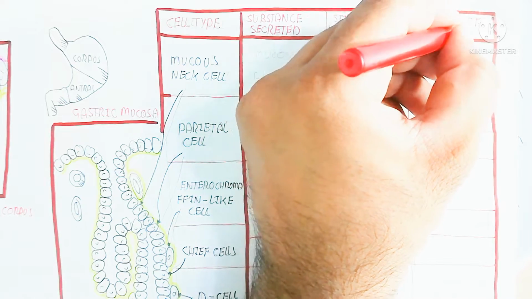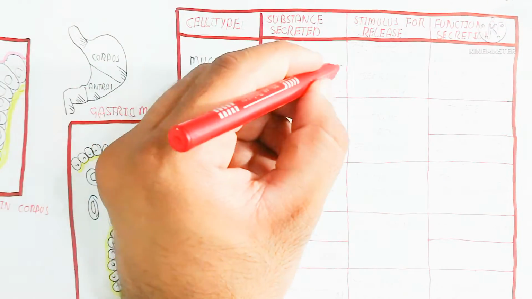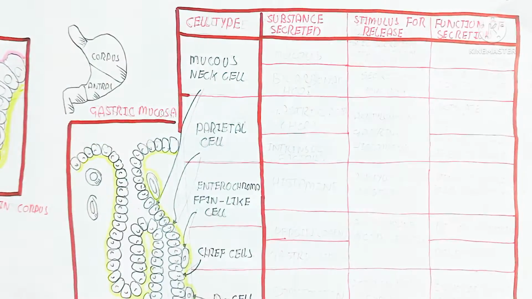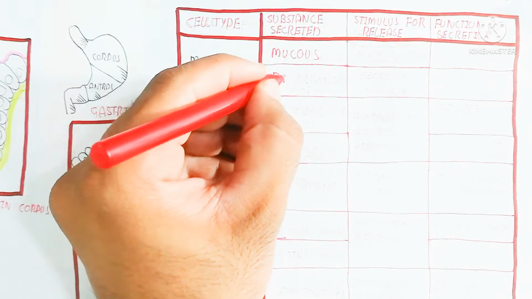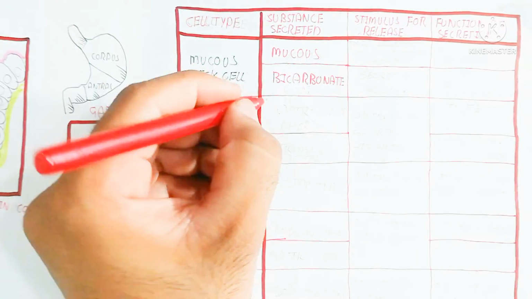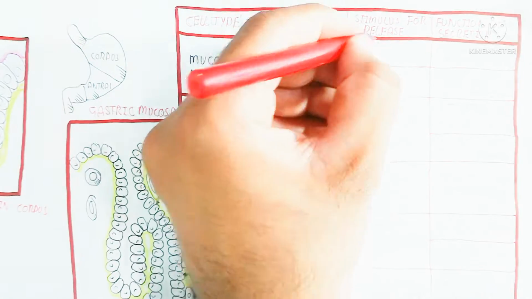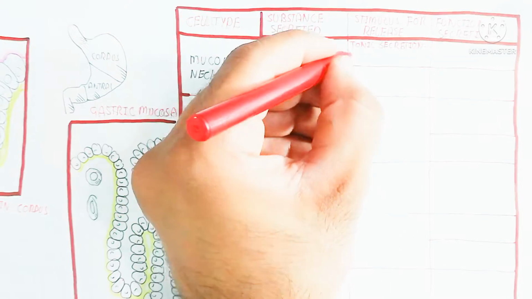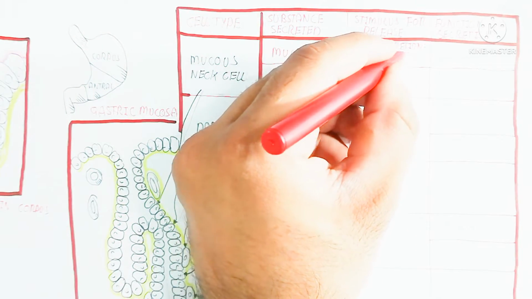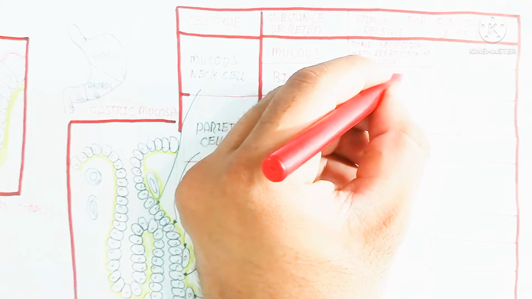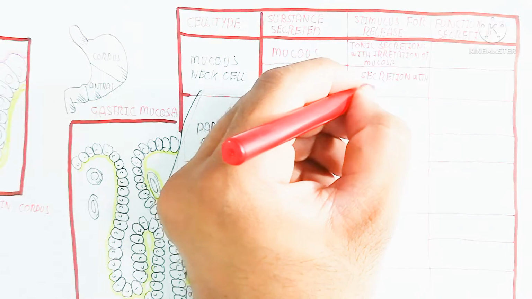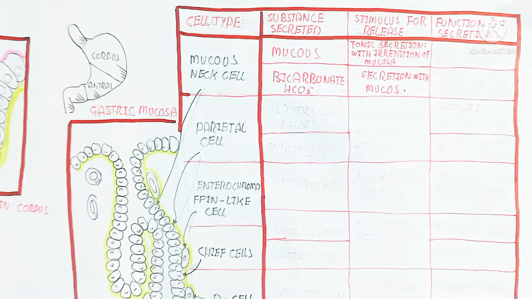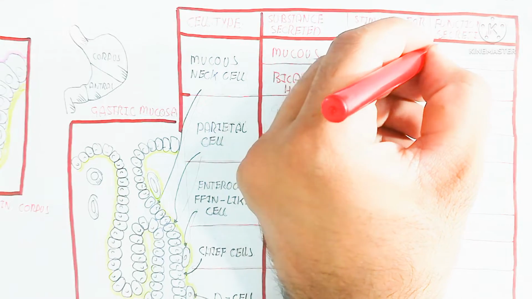In this way, the mucus production is the responsibility of the mucous neck cell, which produces mucus as well as bicarbonate, hydrogen bicarbonate. The secretion is tonic, and when the mucosa is irritated, it will produce the bicarbonate and mucus.